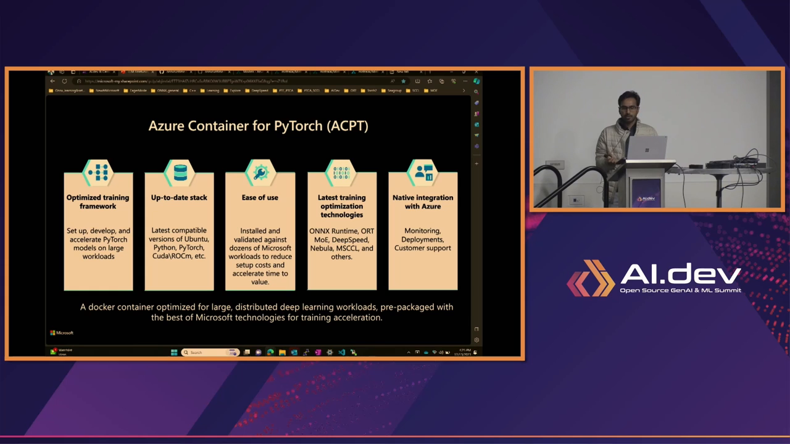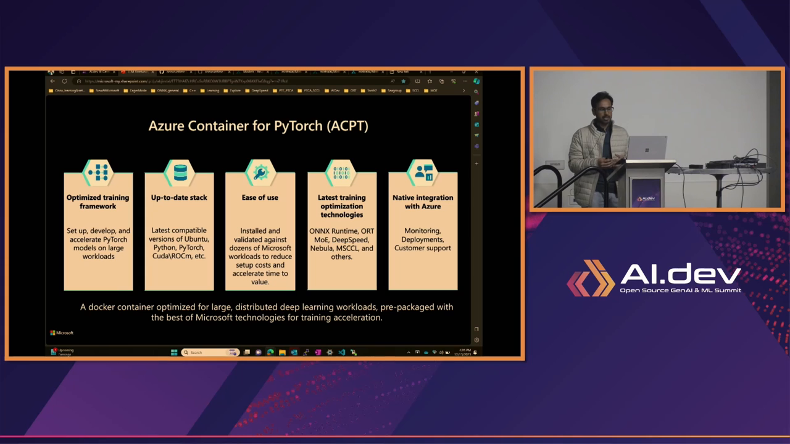The next thing we are going to talk about is the Azure Container for PyTorch, which is a container developed by Microsoft which is optimized for large distributed deep learning workloads. It is prepackaged with some of the best Microsoft technologies for training acceleration. It is primarily released for training workloads based on PyTorch as well as ONNX Runtime. What it provides you is an optimized training framework, so you can develop and accelerate your PyTorch models on large workloads. Since we are releasing lots of containers on a regular cadence, you get an up-to-date stack with the latest compatible versions of Python, PyTorch, CUDA, and so on.